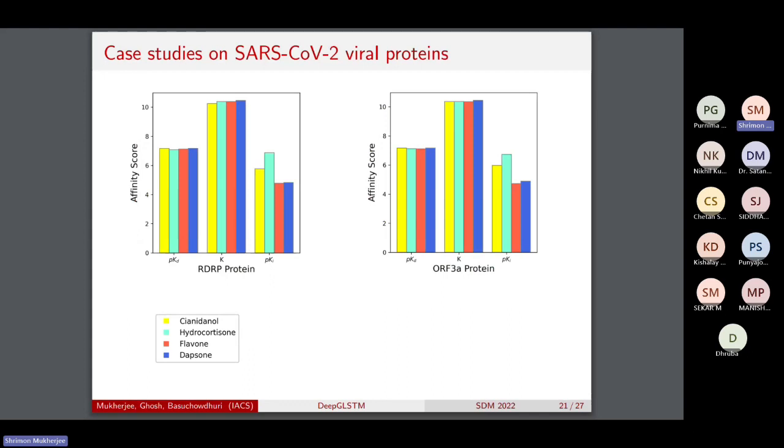So similarly, we also take another two proteins, which are the RNA-dependent RNA polymerase protein and the ORF3A protein. These are also present in the SARS-CoV-2 virus, the COVID-19 virus.